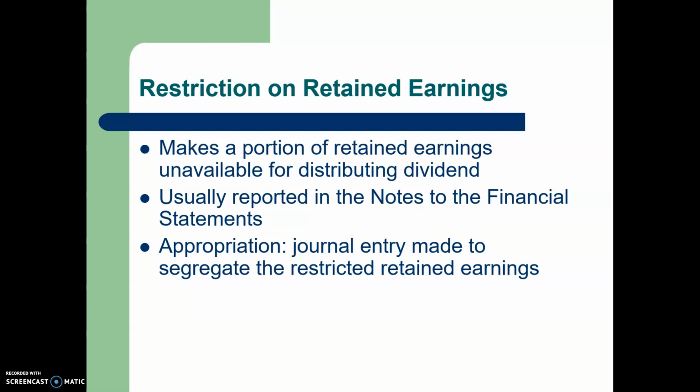in the upcoming years. Sometimes they will make an appropriation where there will be a journal entry that will record the restricted retained earnings, and it'll show that the restricted retained earnings and the unrestricted retained earnings together equal the total retained earnings.